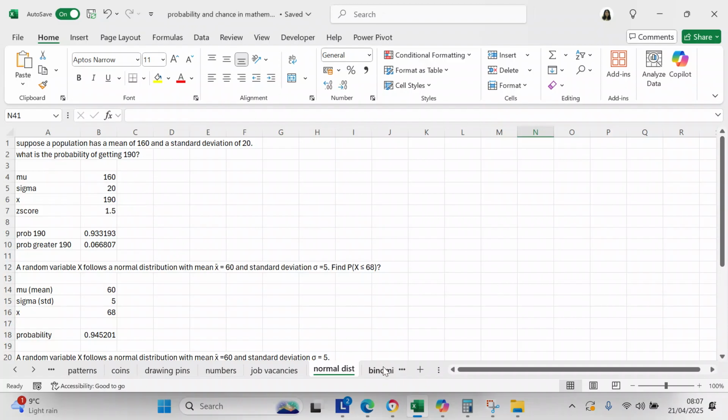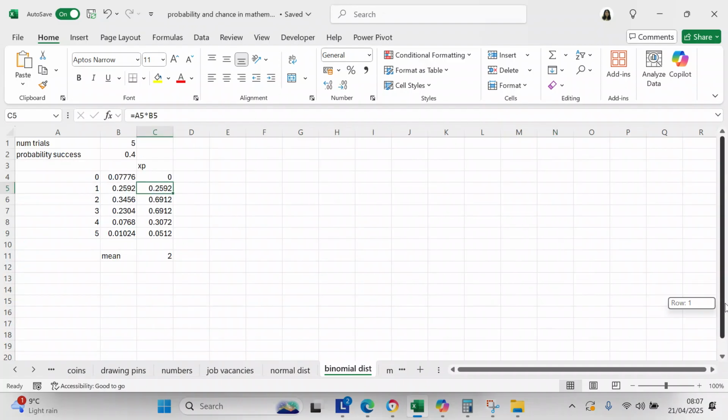So the next thing we're going to look at is the binomial distribution. With the binomial distribution, you have a number of trials of 5. You have a probability of success of 0.4. And then you've got your 5 trials, 0 to 5. And then you've got your BINOM.DIST, brackets A4, comma, B1, comma, B2, and FALSE means that you get your probability distribution function.